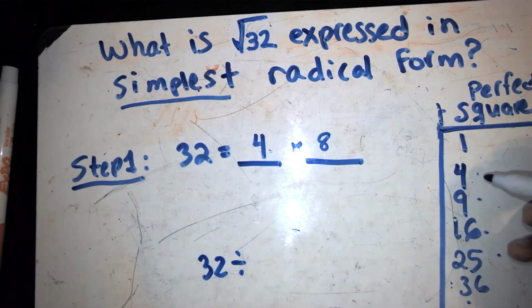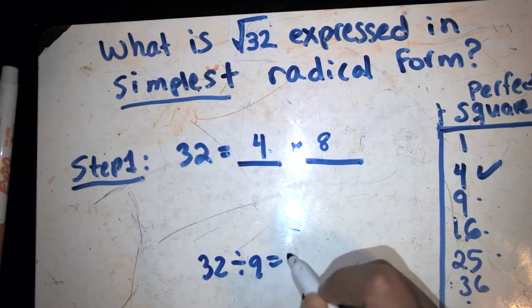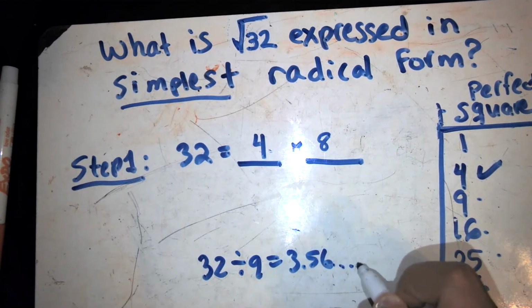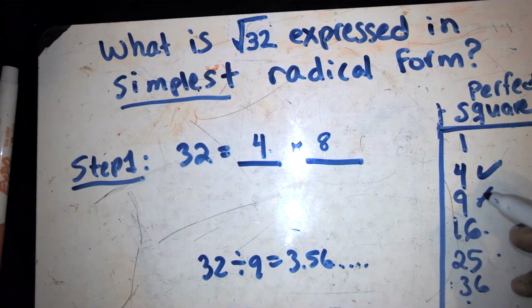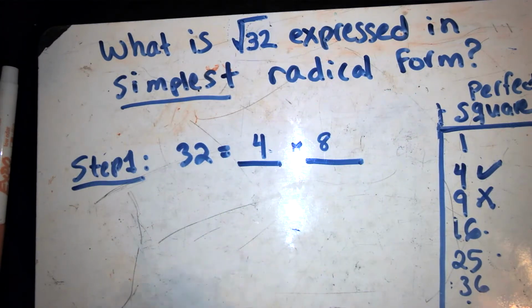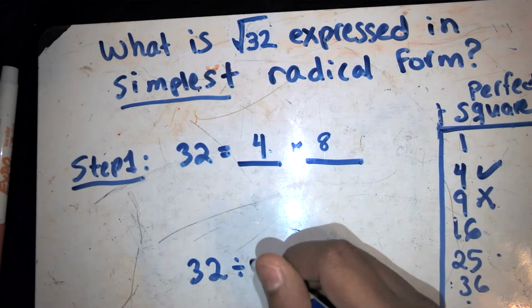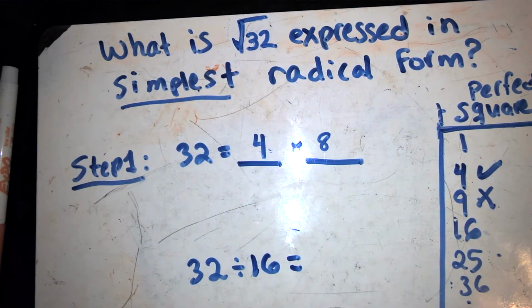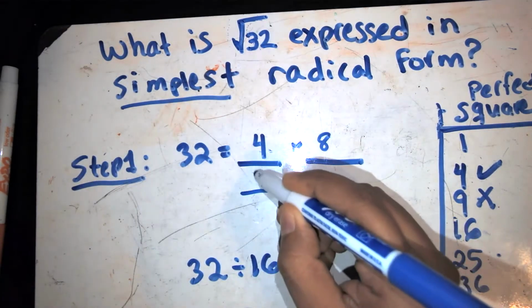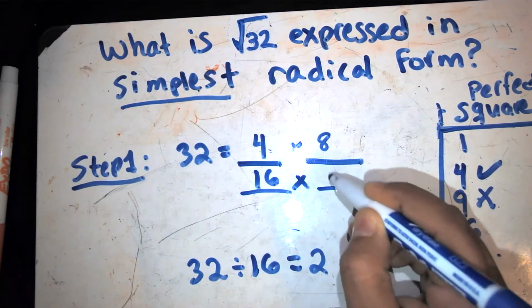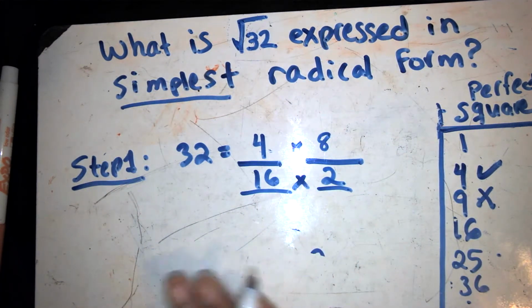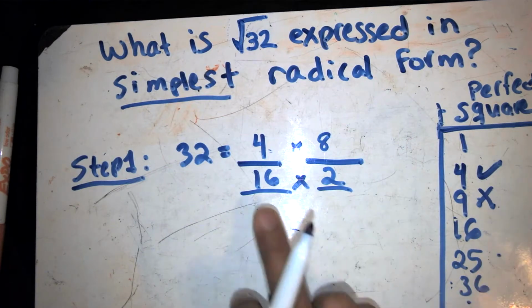What is 32 divided by 9? So we know 4 goes into 32. If I take 32 divided by 9, it gives me an irrational number that goes on forever. So that means 9 is not a factor of 32. You know it's a factor of 32 if the number goes into the number evenly. So let's try 32 divided by 16. It's going to give me 2. So another factor pair that multiplies to 32 is 16 and 2, such that one of those factors has to be a perfect square.